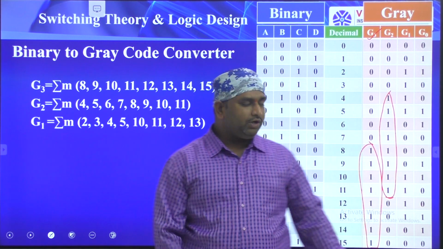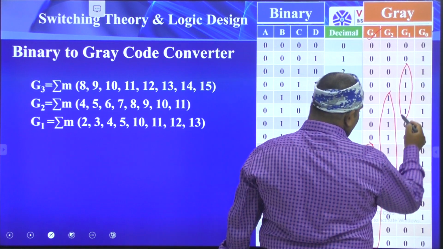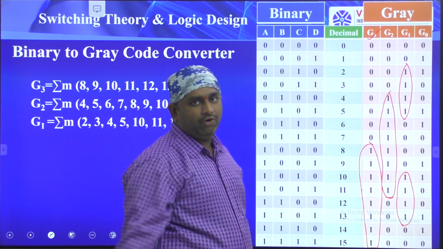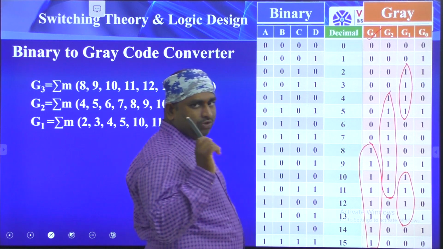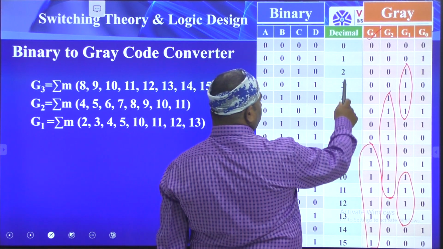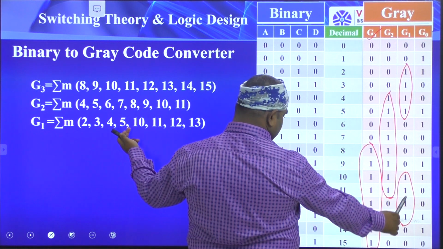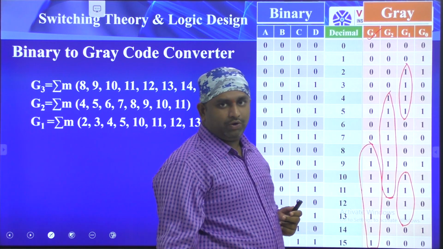Next coming to the G1 combinations. Whenever G1 is equal to 1, you have to write their corresponding min terms: 2, 3, 4, 5, and next 10, 11, 12, 13. These are the G1 corresponding min terms.